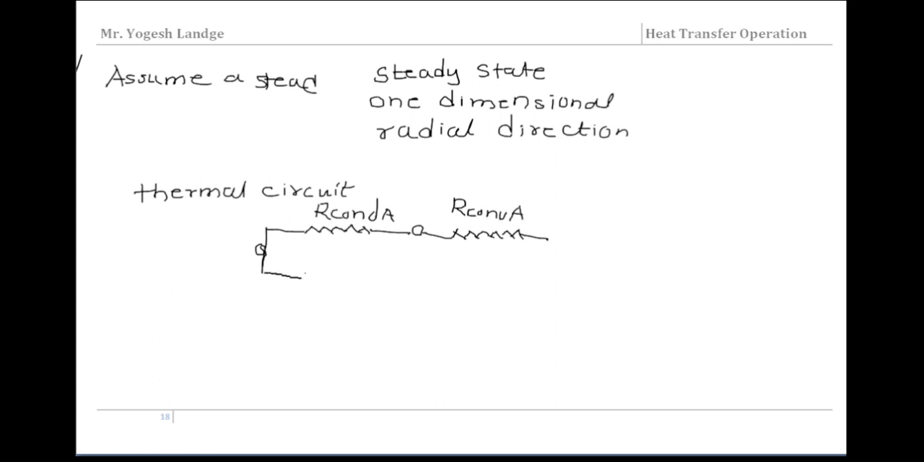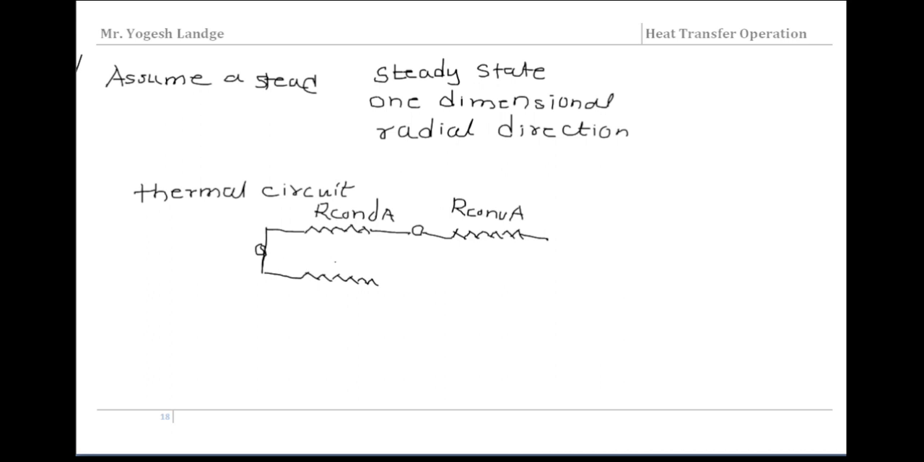Similarly, I can draw here. Why am I drawing here? If you see, this is in series. So first heat is transferred to the insulating material, and from the surface of the insulating material to the surrounding. So conduction in the insulating material and convection.